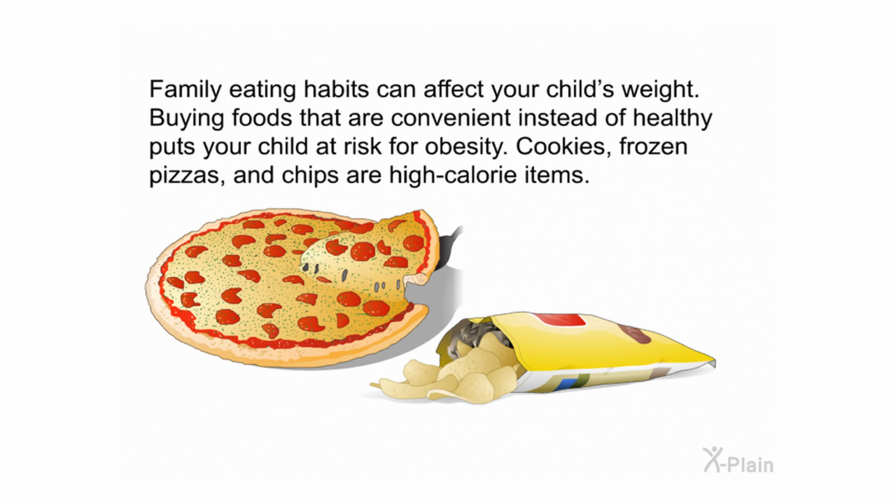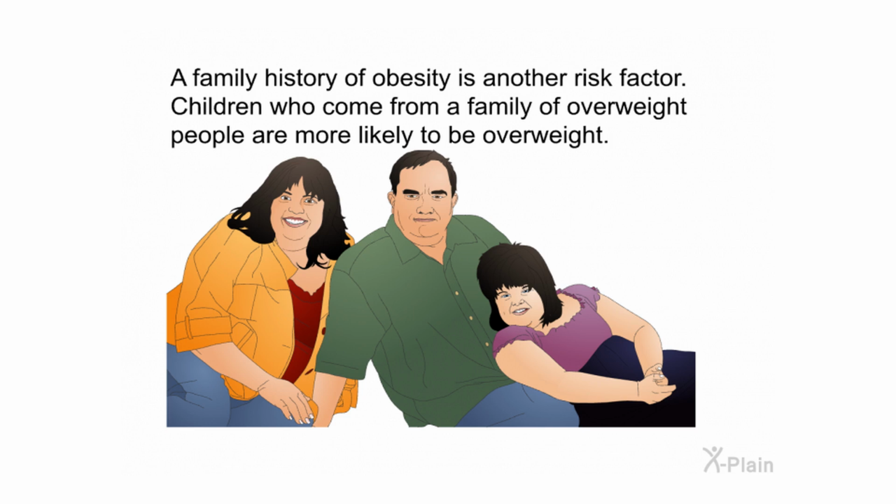Family eating habits can affect your child's weight. Buying foods that are convenient instead of healthy puts your child at risk for obesity. Cookies, frozen pizzas, and chips are high-calorie items. A family history of obesity is another risk factor. Children who come from a family of overweight people are more likely to be overweight.